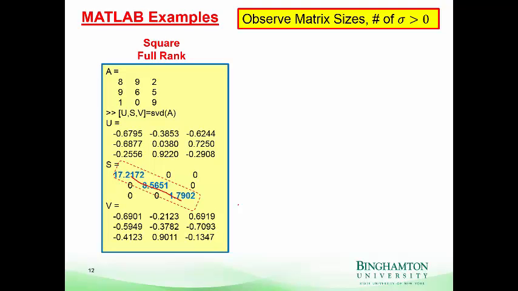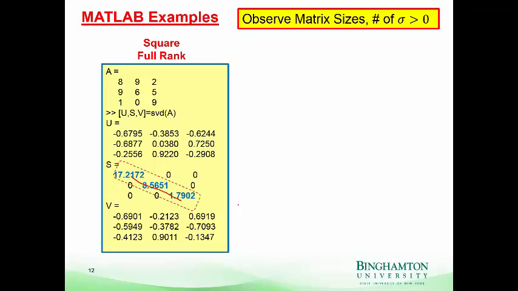But we see that the number of singular values that are not zero is equal to the rank. And that's exactly what we've seen. Remember, we said when we started off, our sigma sub r had r positive, non-zero singular values. That will always be true. So if you compute the singular values, look to see how many of them are non-zero. That'll tell you the rank of the matrix.